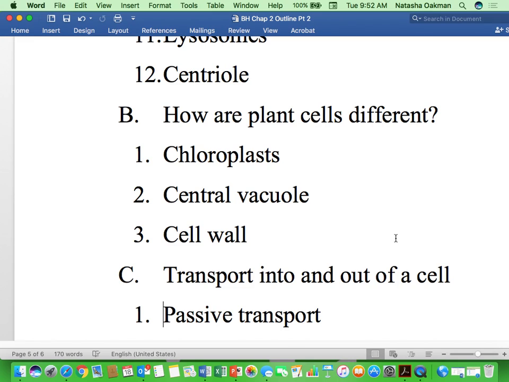Passive transport, and there are a couple different kinds of passive transport. Passive transport does not require an input of energy. It relies on the natural energy that atoms and molecules have.